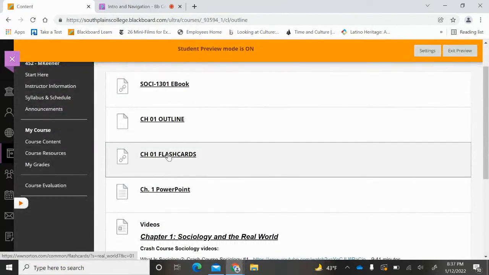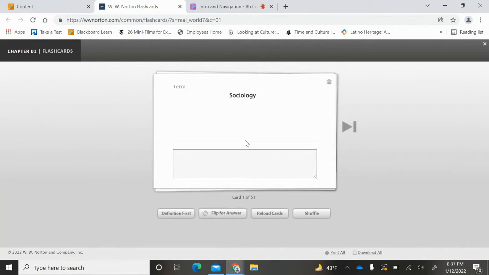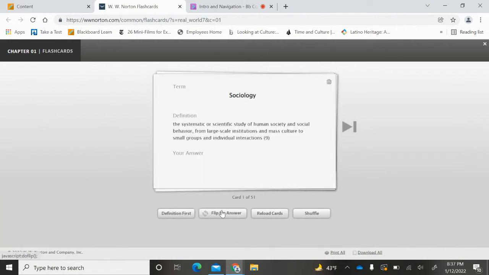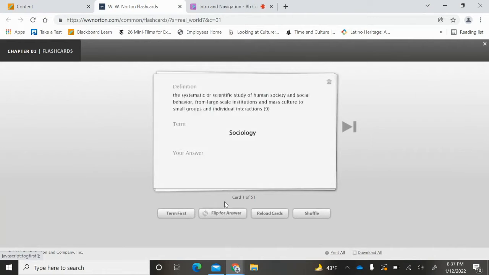You have interactive flashcards that go over terms and concepts. These are really good when it comes to studying for exams. So if you click here, sociology, figure out the definition, see if you're right. All right, or you can put the definition first and the term second, okay? You can reload the cards, shuffle the cards. This is just a way for you to get to know terms.